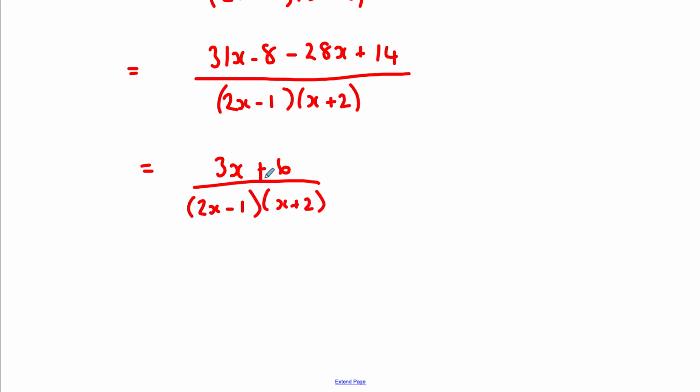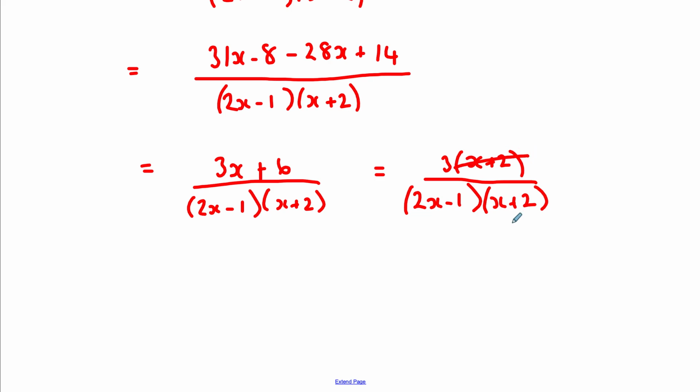And this is what I was talking about on the previous example. This factorises, it's got a common factor of 3, so I can take that 3 out, and that's then going to have a common factor with the denominator of the x plus 2 term. Those x plus 2 terms can cancel, so the final answer on this question is actually 3 over 2x minus 1.